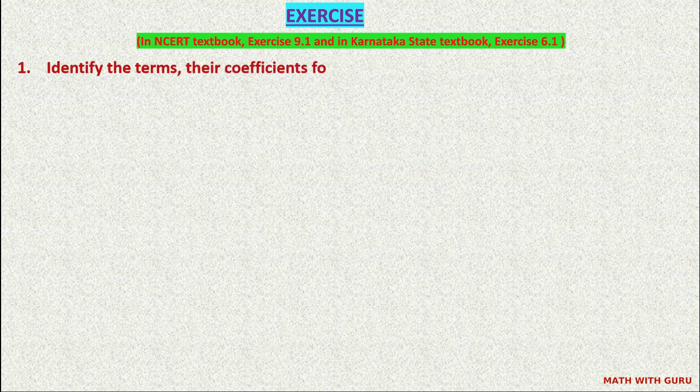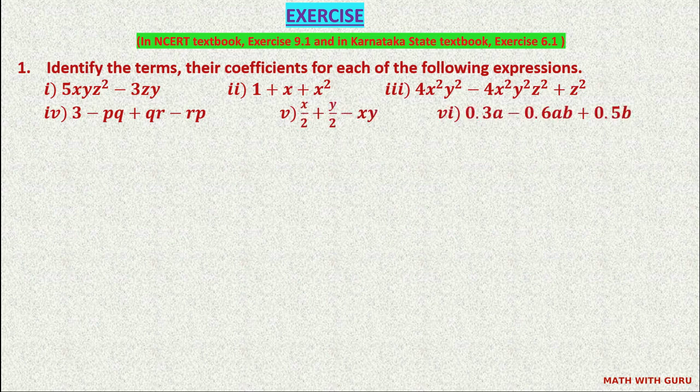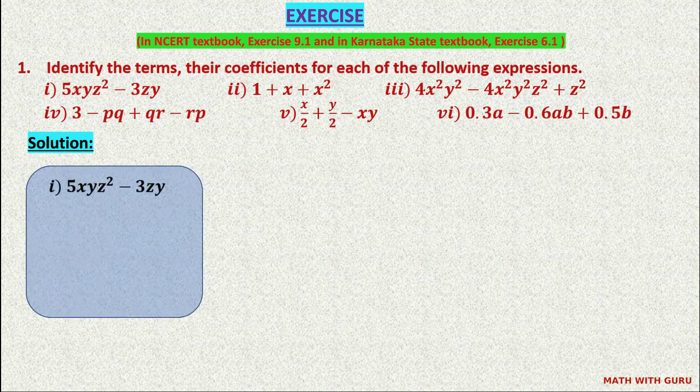First question: identify the terms and their coefficients for each of the following expressions. Here are some expressions, 6 in total. Let us take the first expression. What are the terms here? 5xyz square and then minus 3zy. Now let us identify the numerical coefficient of each of these terms. It's quite simple. For this it is 5. 5 is the coefficient and here it is minus 3.